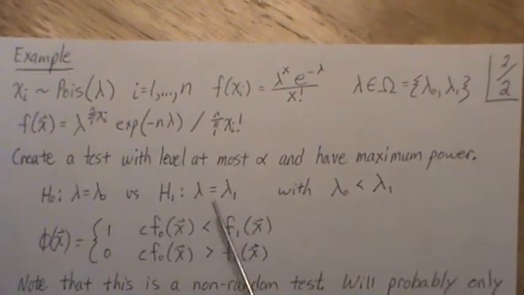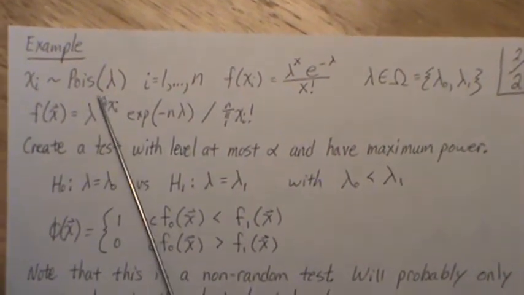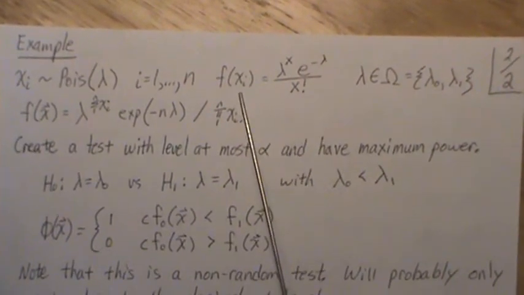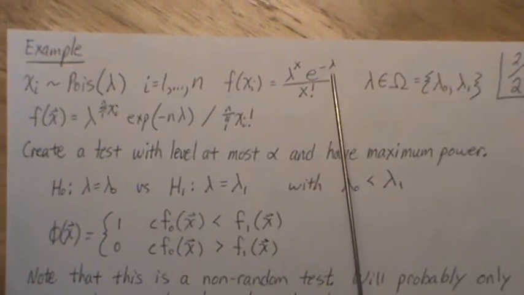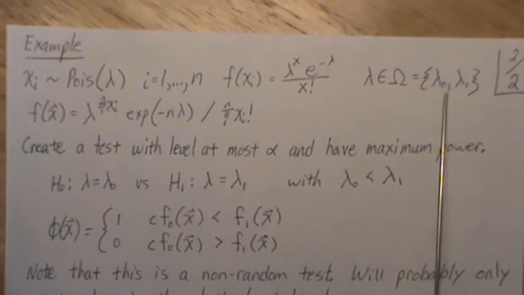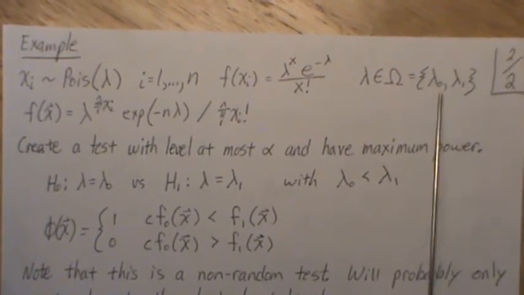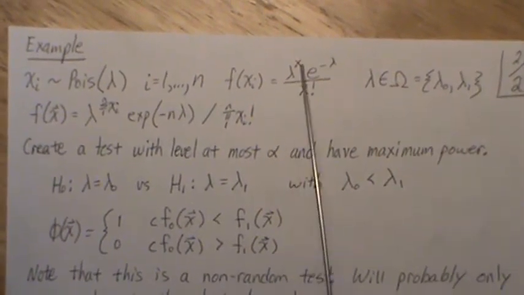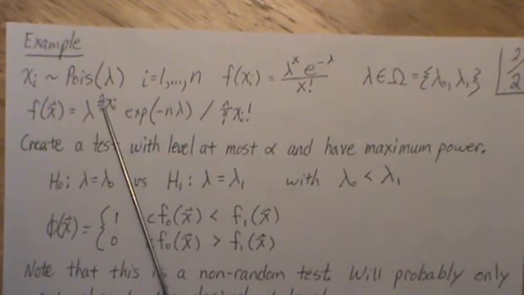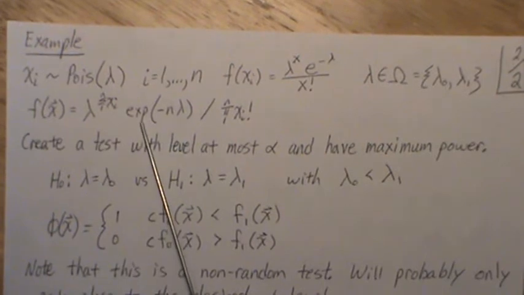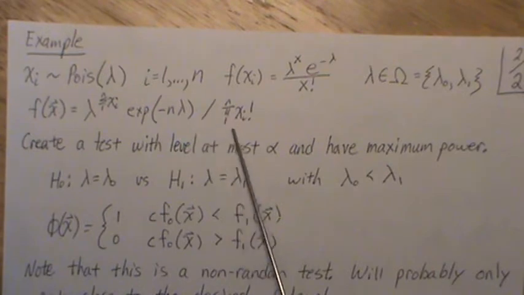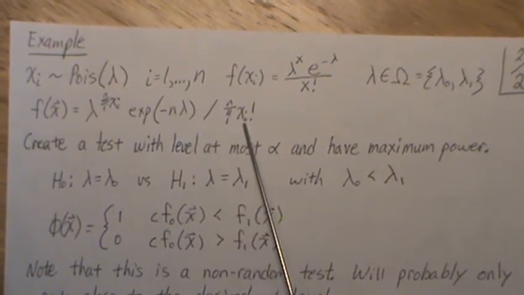Second example, we're going to assume our data follows a Poisson distribution, sample size n. Here's the probability mass function for xi. We're going to assume that the parameter lambda lives in a parameter space omega with 2 points, lambda 0 and lambda 1. The joint probability mass function would be the product of these, which is this function here, lambda to the sum of the xi, exponential minus n lambda, divided by the product of these factorials.